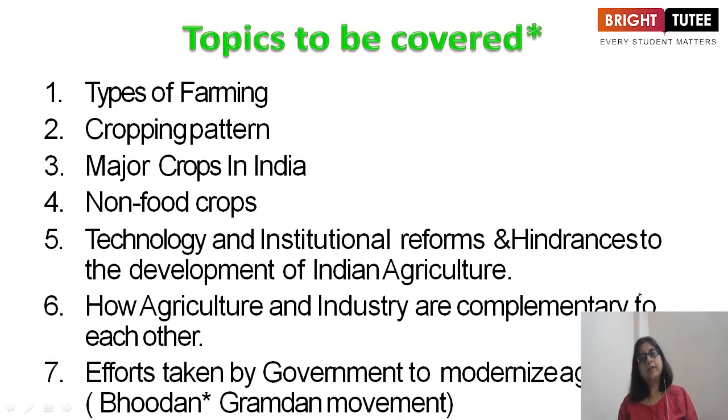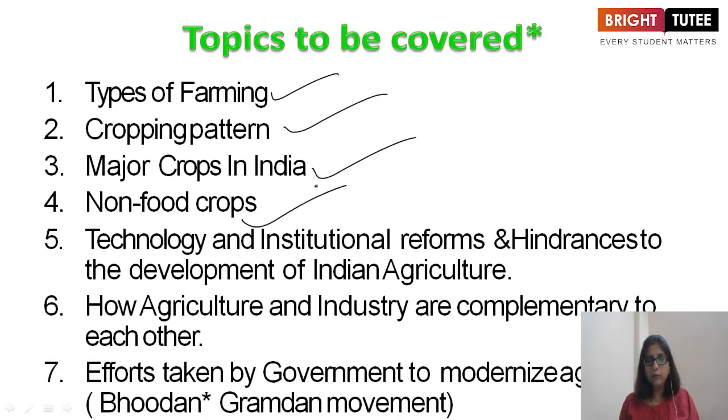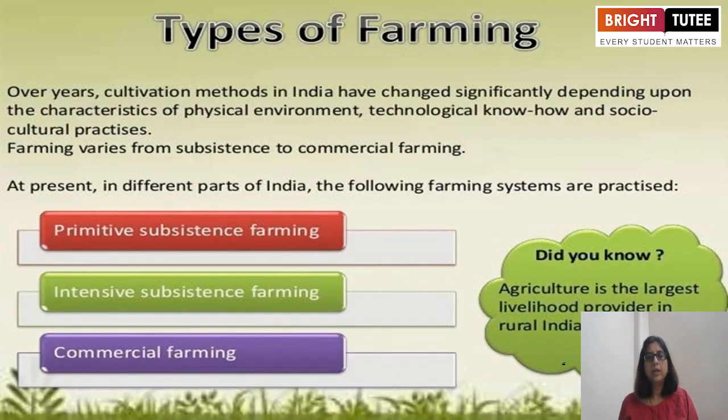Now, the topics we are covering in this chapter are types of farming, cropping pattern, major crops in India, non-food crops, technology and institutional reforms, hindrances to the development of Indian agriculture, how agriculture and industry are complementary to each other, efforts taken by the government to modernize agriculture, and the Bhudan and Gramdan movement. Now let us start with types of farming.